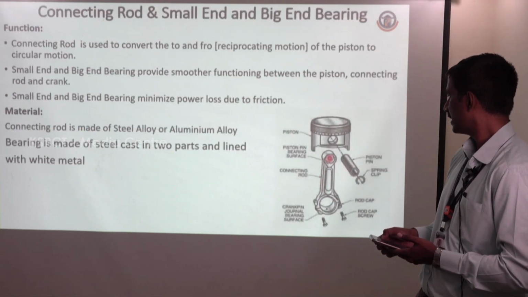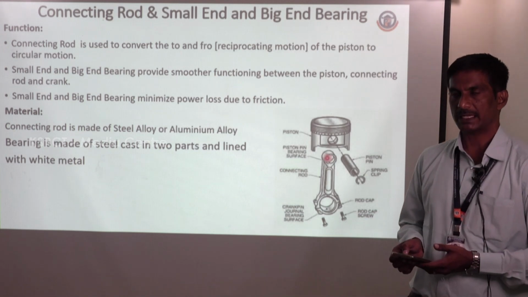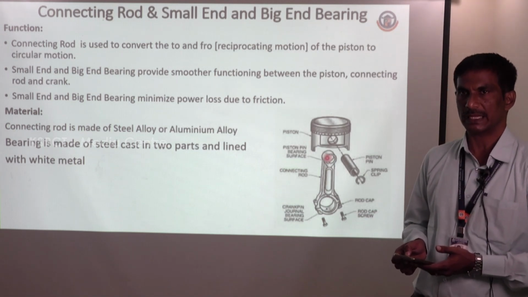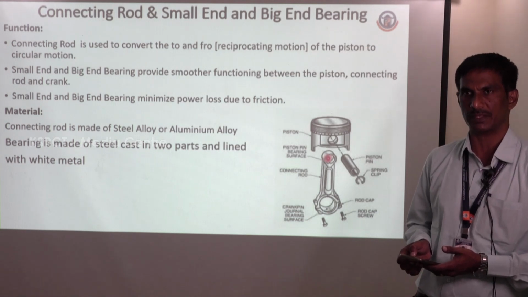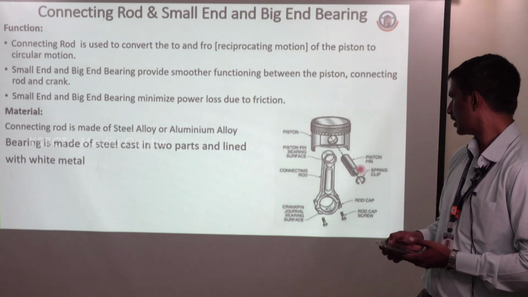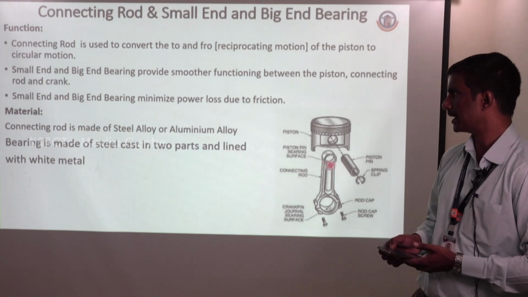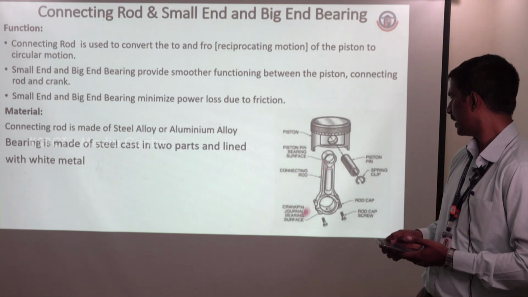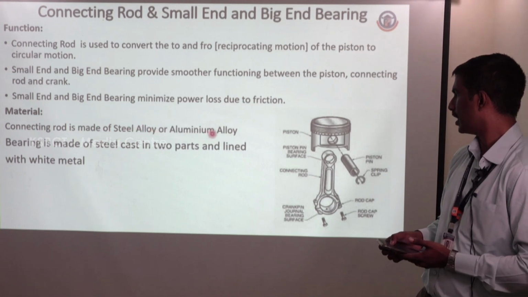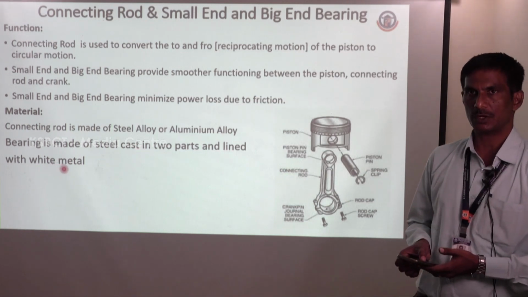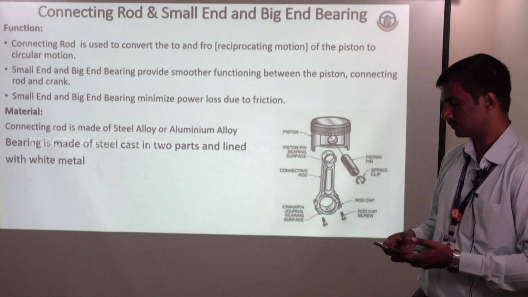For that it has a bearing, because whenever two components are placed together, sliding bearings are used in order to reduce the friction between them. One is the piston pin at the small end. There is a small end bearing and a big end bearing. The connecting rod is made of steel alloy or aluminum alloy. The bearing is made of steel cast in two parts and lined with white metal, in order to resist abrasion wear.